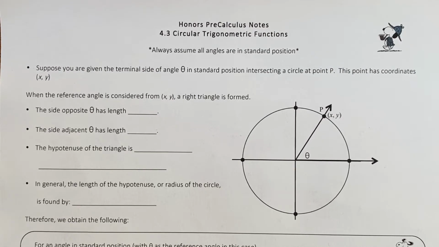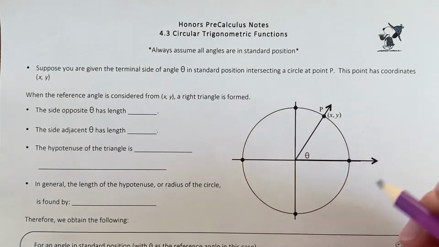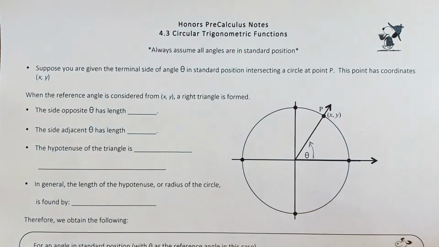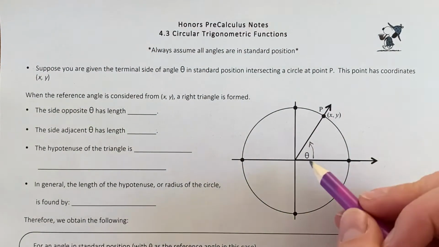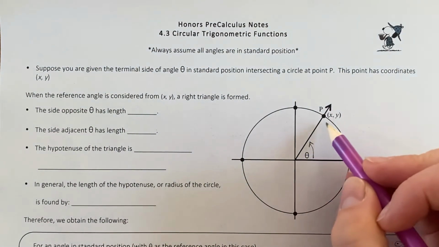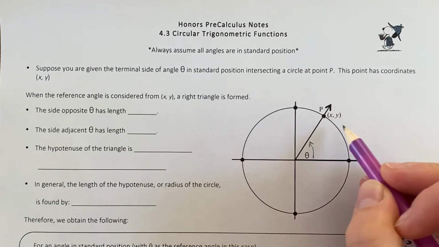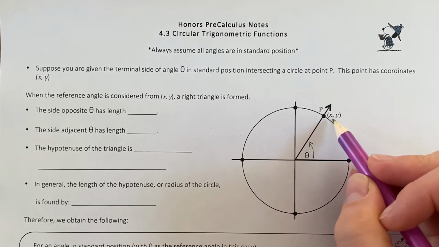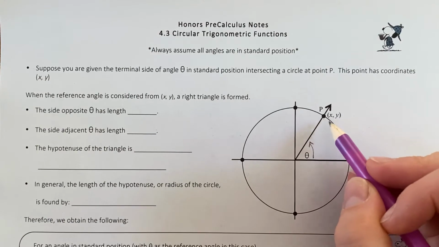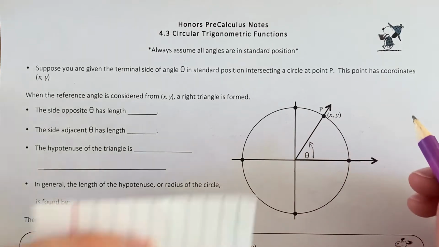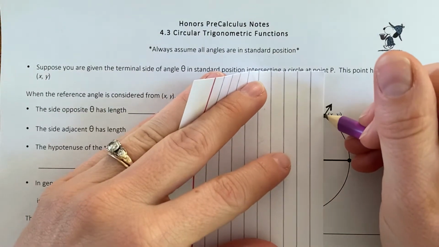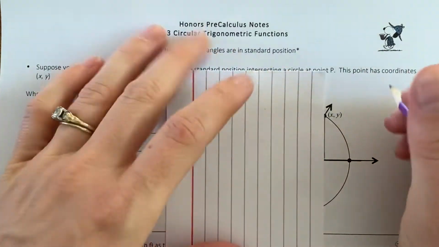Honors pre-calc circular trigonometric functions. So we're gonna begin just always assuming our angles are in standard position. And so let's take this circle here. We've got an angle theta in standard position, and we don't know a whole lot. We've got a point P, and that point is in general (x, y). So, we could, if we wanted to, drop our perpendicular.